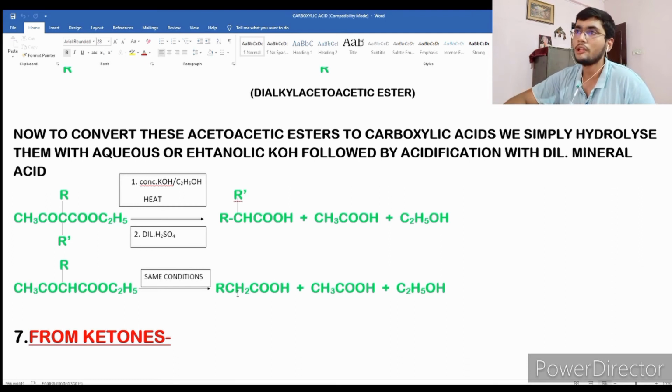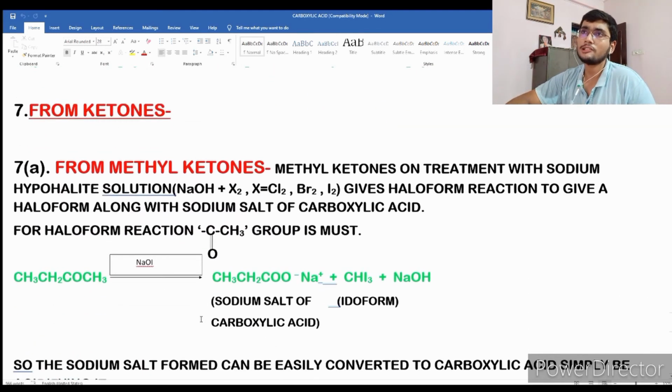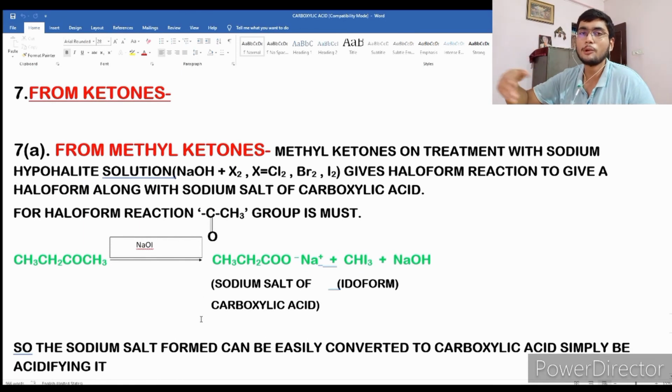Now coming to the last compound from which we can prepare carboxylic acid: ketones. We can prepare carboxylic acid from ketones as well. Let us first see how we can prepare carboxylic acid from methyl ketones. So basically, what are methyl ketones? You see, the general formula of a ketone is RCOR.